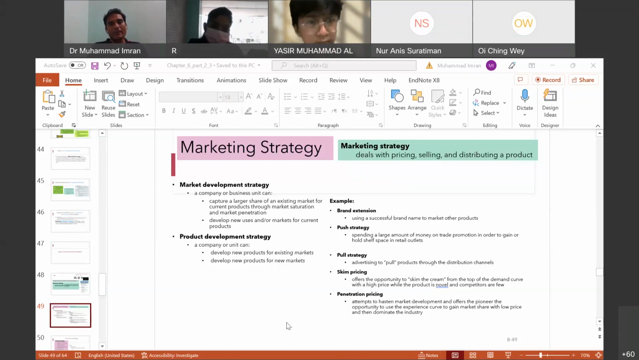For example, brand extension. Can you explain what a brand is? What are you thinking about brand? Apple, Samsung, Toyota, Honda. These are companies, and now they have become brands. If I say Apple, what do you think? Is Apple a car or jet? What is Apple? Apple is a fruit, right?